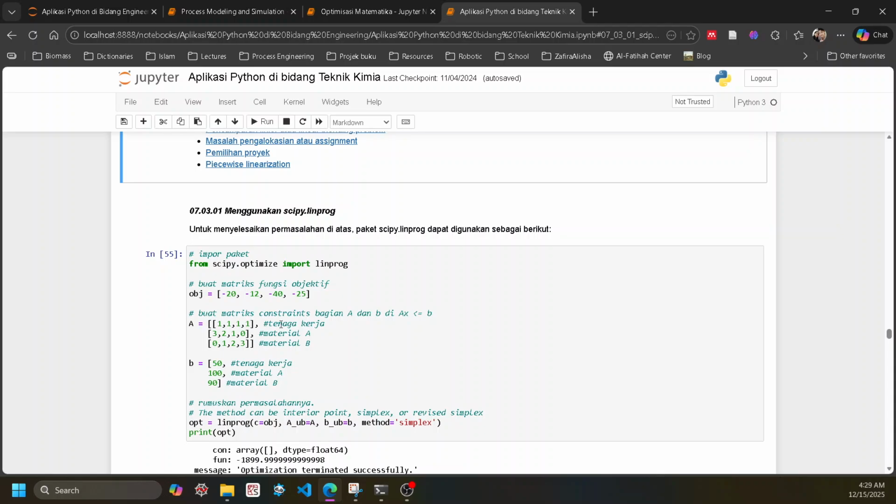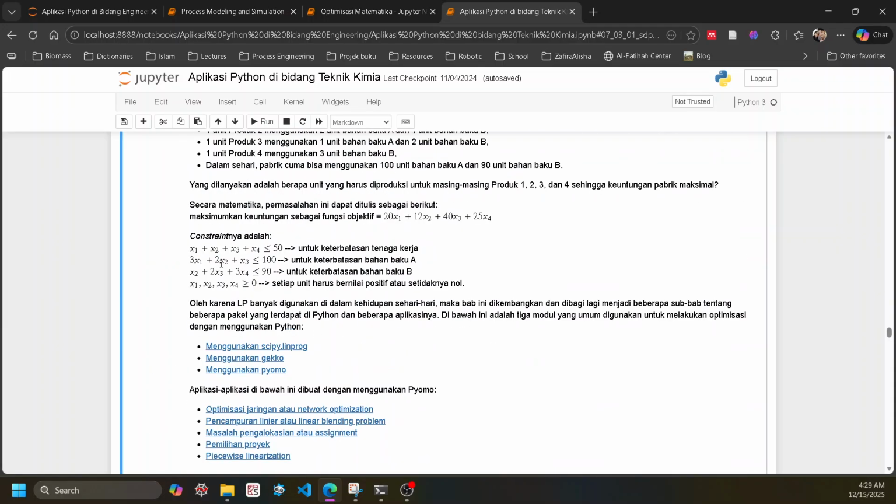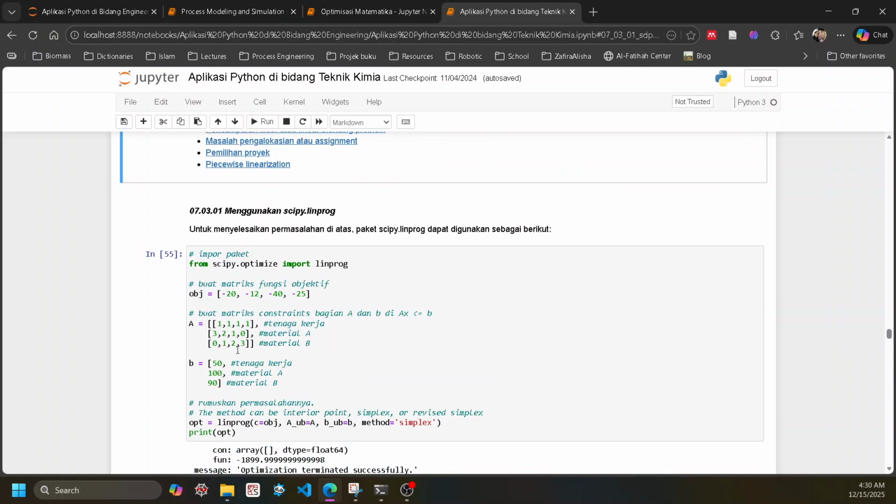So 1, 1, 1, 1 for labor, for manpower, and then 3, 2, 1, 0 for raw material A, and then for raw material B it is 1, 2, 2, 3, 0, 1, 2, 3. And then the constraints are 54 for manpower, 100 for raw material A, 90 for raw material B. So that's basically Ax less than or equal to b.